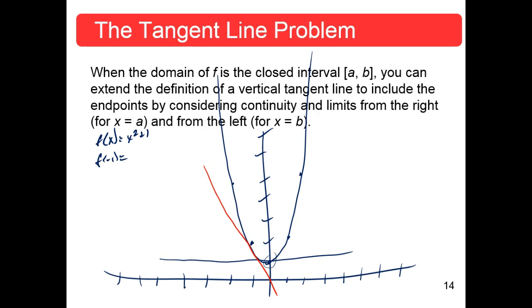So m was negative 2. And sure enough, that looks like it's going down 2 for everyone across. So down 2 for it. Look at that. I even intersected the right place. Yep, the slope of that tangent line is negative 2. Slope of that tangent line is 0.